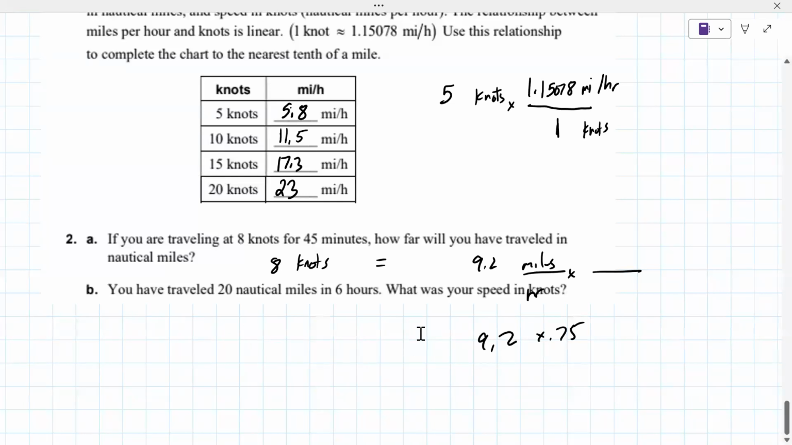And then in order to do B, 20 nautical miles in 6 hours. It's like a reverse equation. So it's going the other direction. It's just using that conversion, 1 knot is 1.15078 miles per hour.